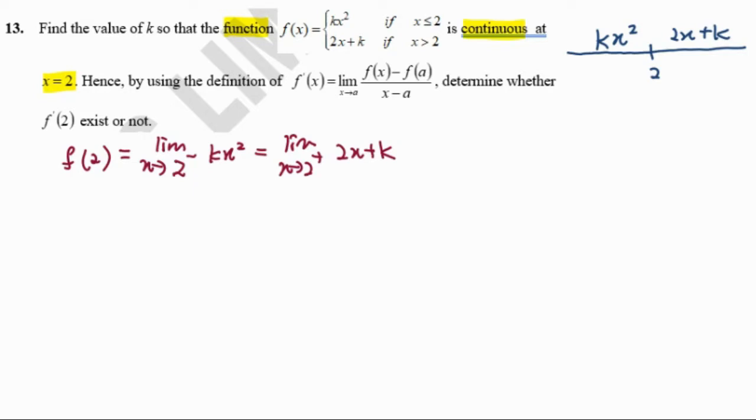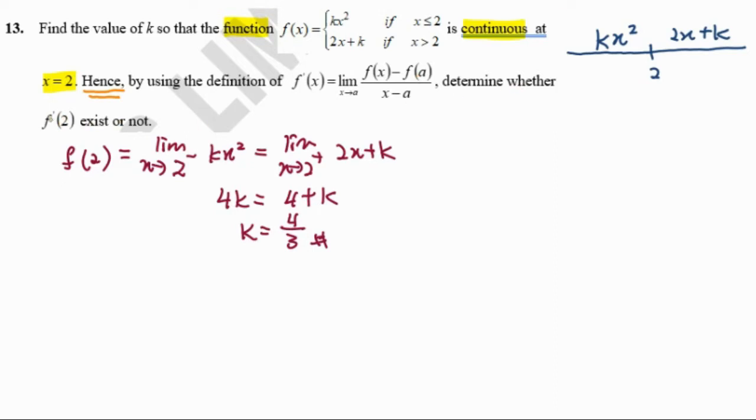Now we're going to calculate the limit. Substitute 2, it will equal 4k, and here it becomes 4 plus k. Finally, k is equal to 4 over 3. Hence, using this k value, we are going to find the first derivative of the function by first principles, then determine whether f prime 2 exists or not.